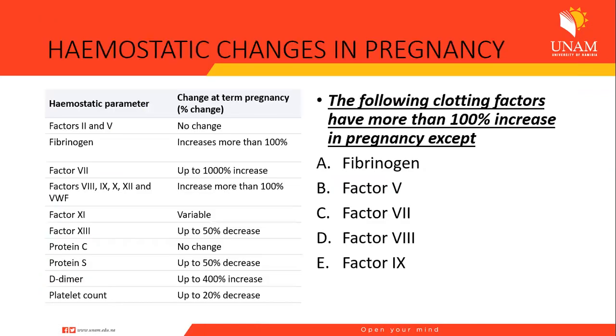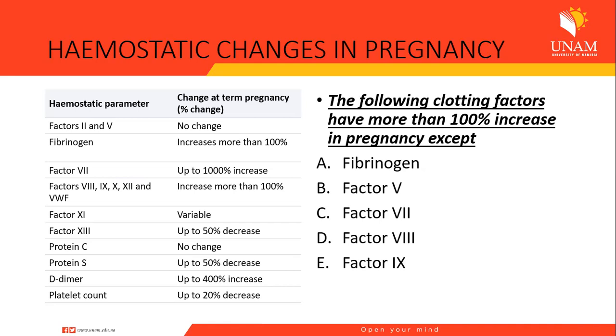So let's quickly look at the hemostatic changes in pregnancy. Like I mentioned before, pregnancy is a hypercoagulable state, which results from either total or relative increase in different clotting factors. The table on the left side of the slide shows the different hemostatic parameters. Factor 2, prothrombin, and factor 5 usually show no change in their levels at term in pregnancy.